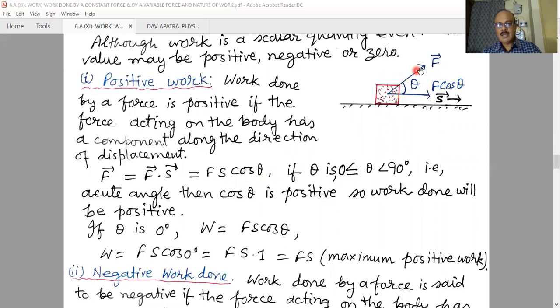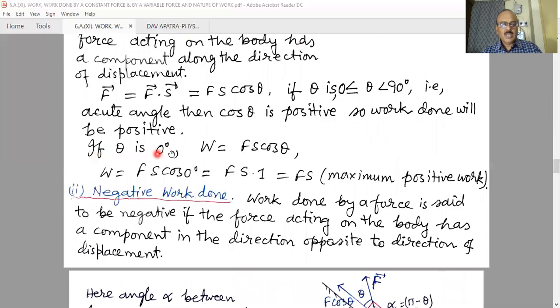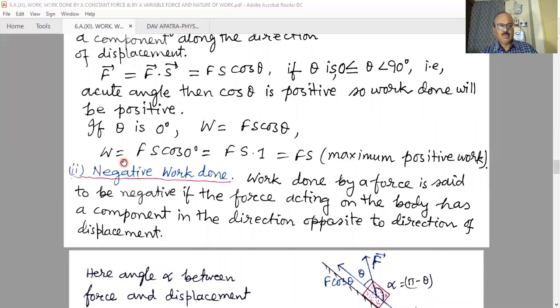And at that time, practically, we get a component of the force along the x-axis. When theta is 0 degrees, W is equal to Fs cos 0 degrees, that is F into S. When theta is 0 degrees, cos theta is maximum, and theta 0 degrees means the applied force and the displacement act along the same direction. That means if the applied force and displacement have the same direction, the work done by that force will be maximum.